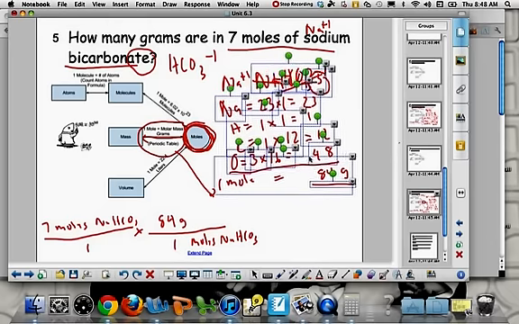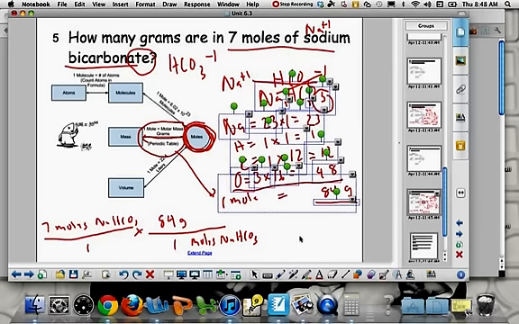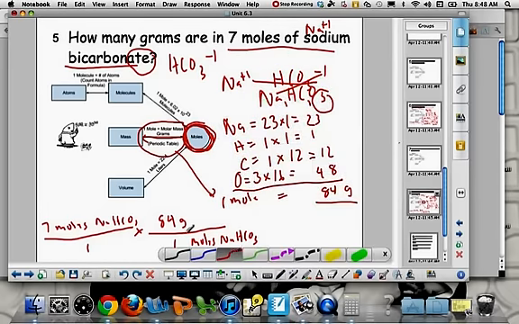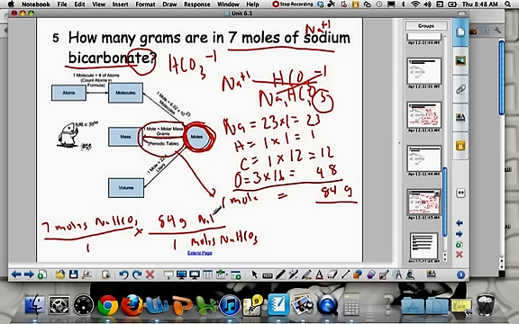So 1 mole of this substance is equal to 84 grams. That's what I want. Now, this is grams of NaHCO3. Don't forget to label everything. There we go. I got moles on the top, moles on the bottom. They cancel out. I got to multiply the 2 top parts together. 7 times 84 up on the top. I got 1 and 1 on the bottom.